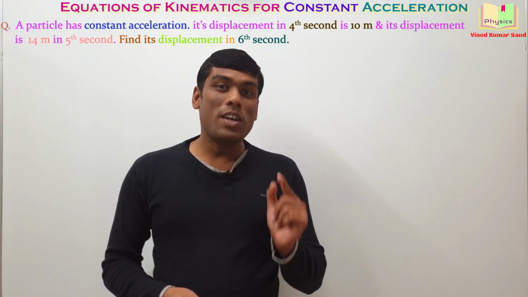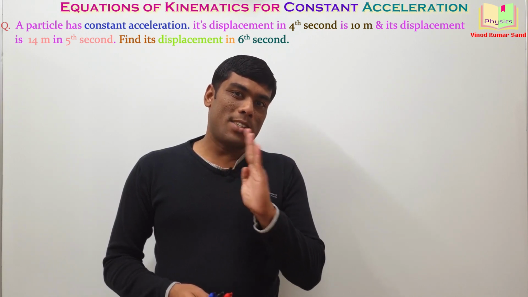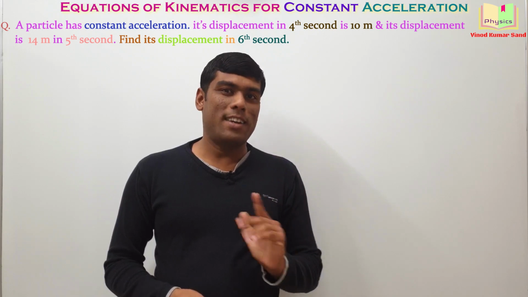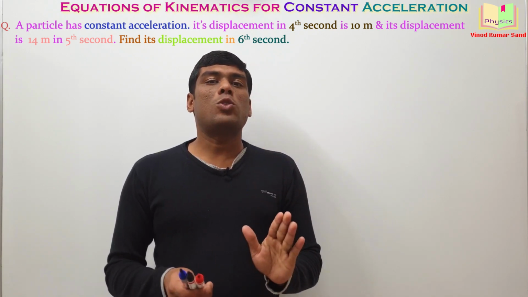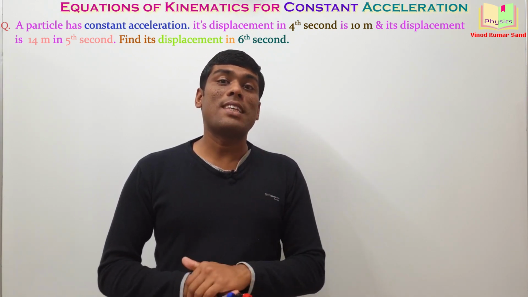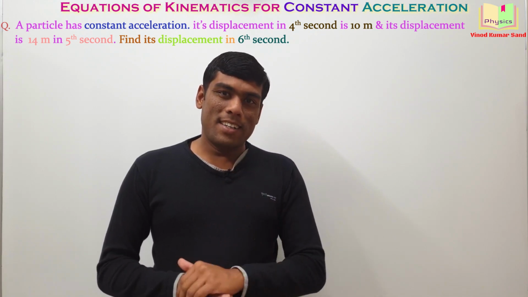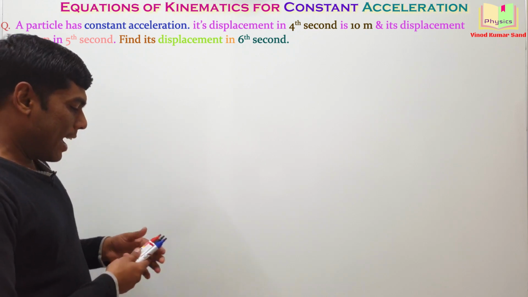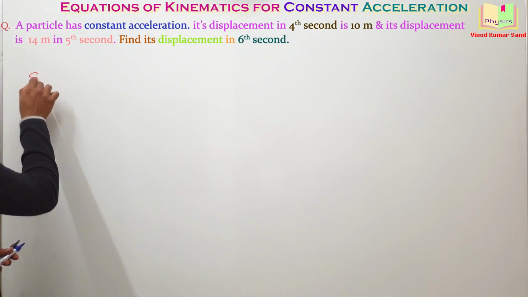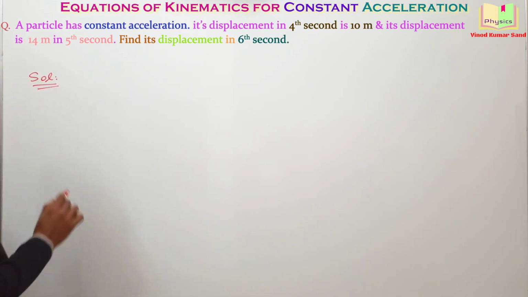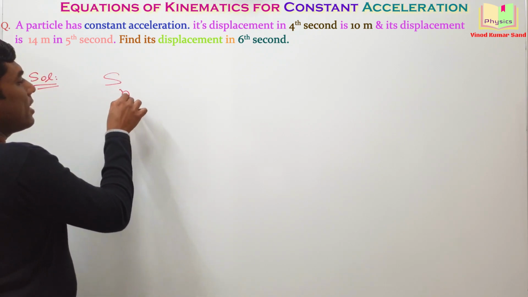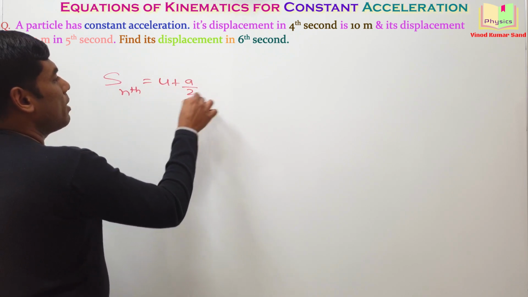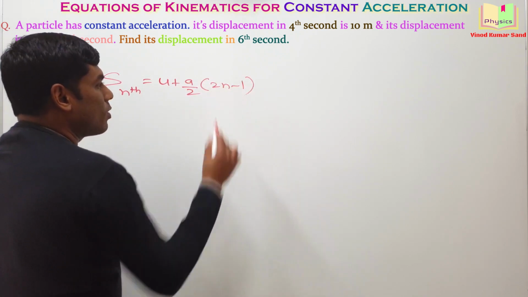The next question, we know that a particle has constant acceleration. Its displacement in the 4th second and 5th second is given to us, and we need to obtain its displacement in the 6th second. It's a simple one, so you can give it a try. I'm starting the solution here. We can use which equation of motion? Correct. S nth, displacement in the nth second, is equal to u plus a by 2 (2n minus 1).